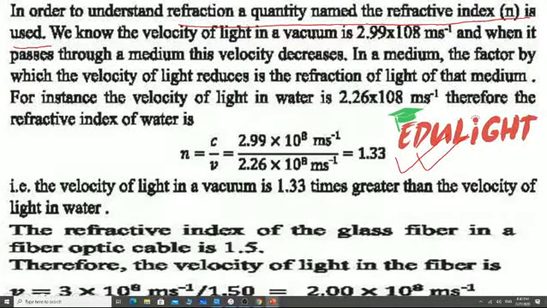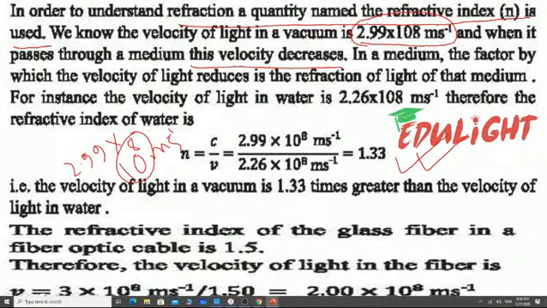Here we have to see another thing: this is not 2.99 into 10 to 108. It should be that the velocity of light is 2.99 into 10 to the power 8, if we denote it in meters per second. This is the scientific notation which you have already studied in the first chapter of this physics book.